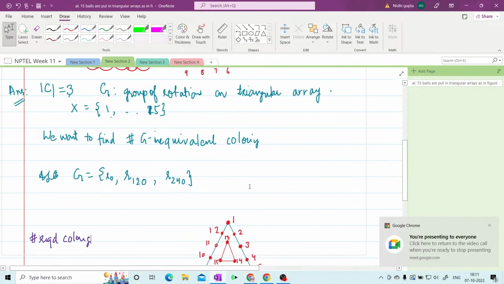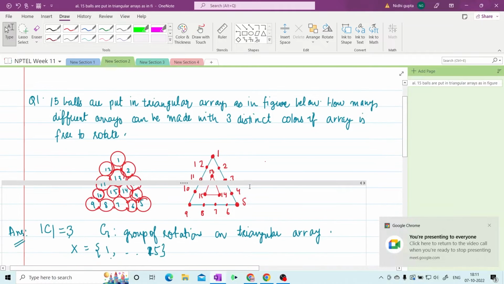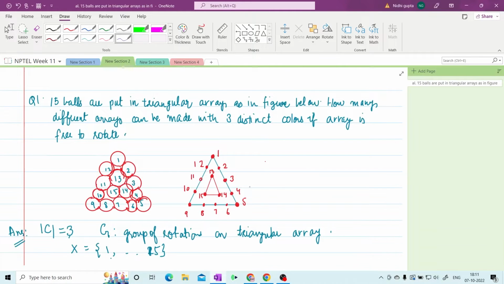So we are discussing this question. We have 15 balls which are put in a triangular array as in the figure below. These 15 balls are arranged very symmetrically. In the bigger triangle 12 balls have been arranged, and in the inner triangle we have 3 more balls. We have to find the number of different arrays which can be made with 3 distinct colors if the array is free to rotate.